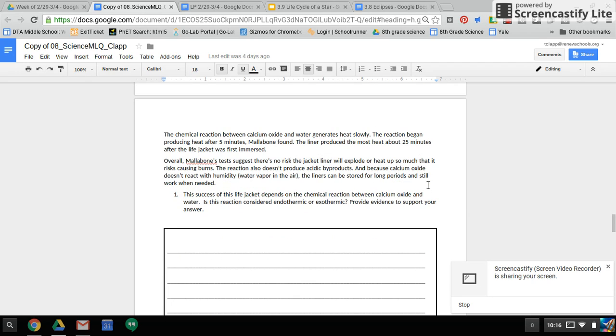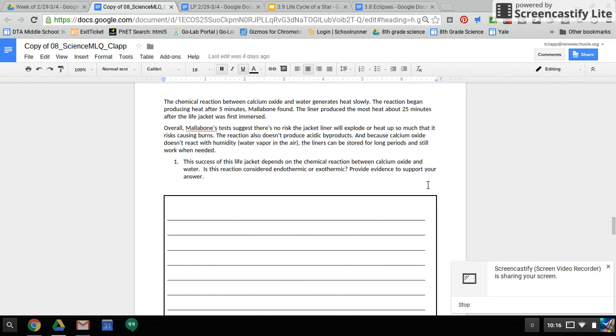The chemical reaction between calcium oxide and water generates heat slowly. The reaction began producing heat after 5 minutes. Malabone found the liner produced the most heat about 25 minutes after the life jacket was first immersed. Overall, Malabone's test suggests there's no risk the jacket liner will explode or heat up so much that it risks causing burns. The reaction doesn't produce acidic byproducts, and because calcium oxide doesn't react with humidity, water vapor in the air, the liners can be stored for long periods and still work when needed.